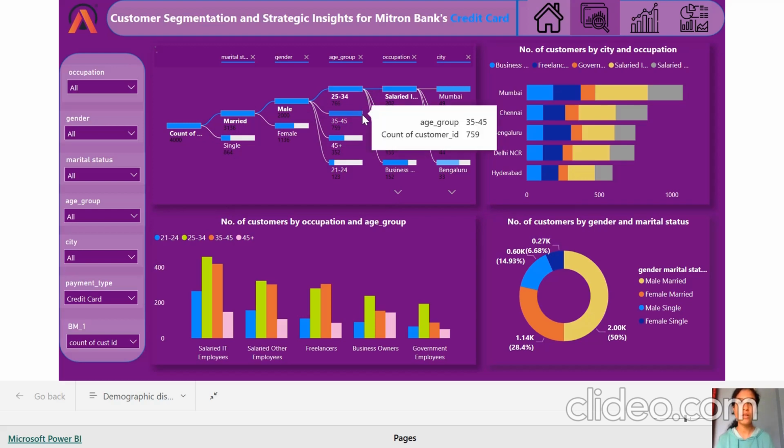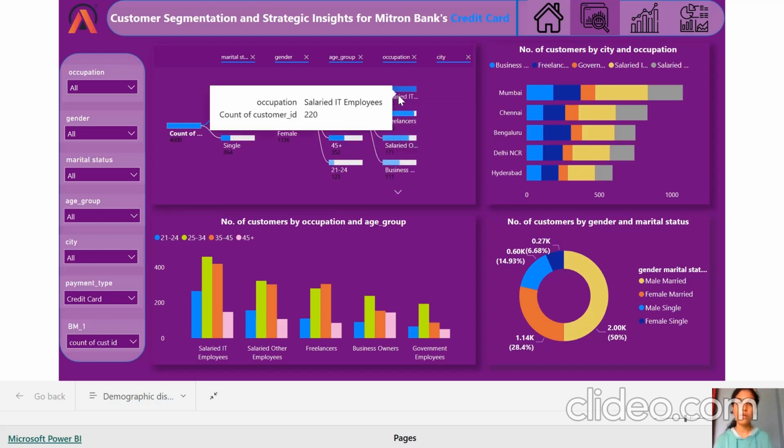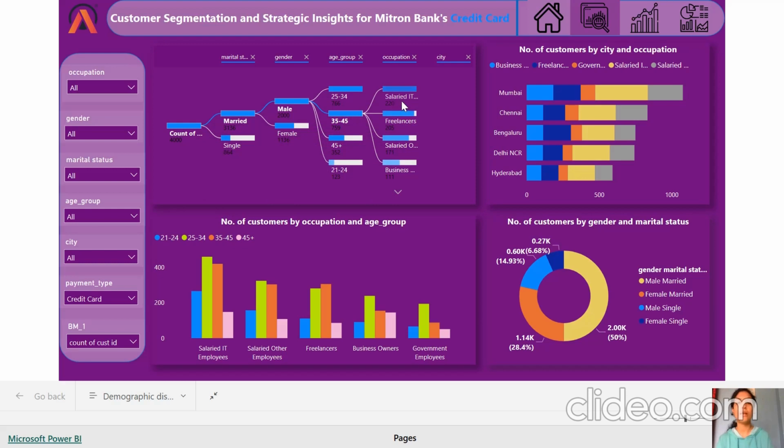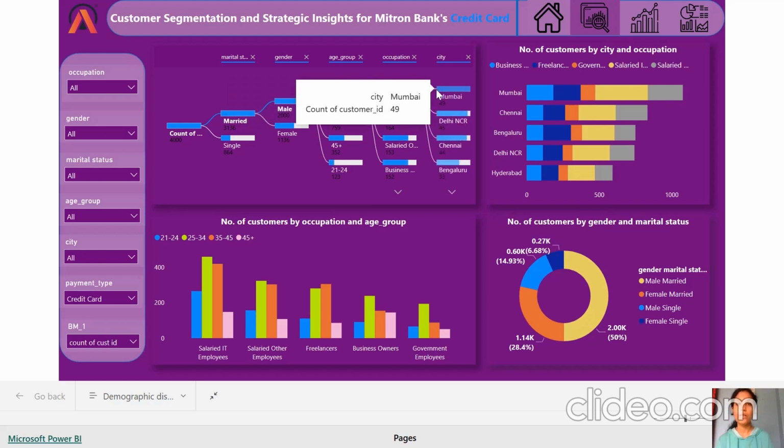When I consider 35 to 45, here it is also showing the same performance. Salaried IT employee customers are more, freelancers are next to that, then salaried other employee, next is business, and last is government employees. So by seeing that, we can give ranks to the occupations based on the number of customers. Okay, when I consider the next, the city.